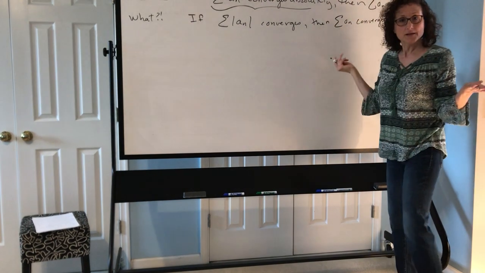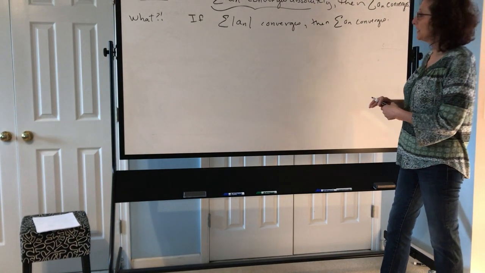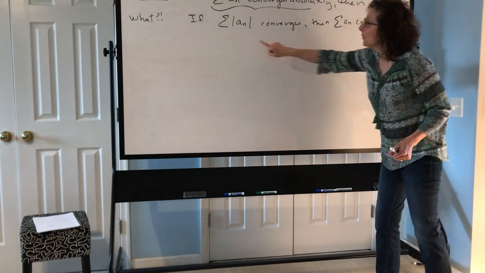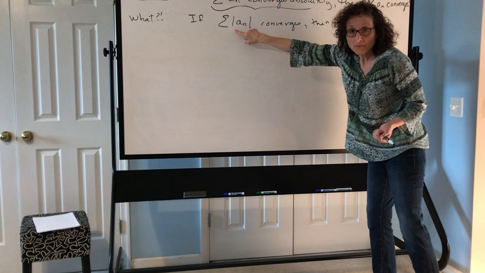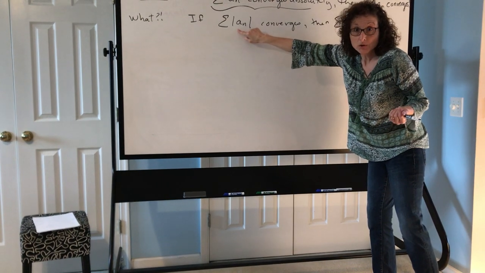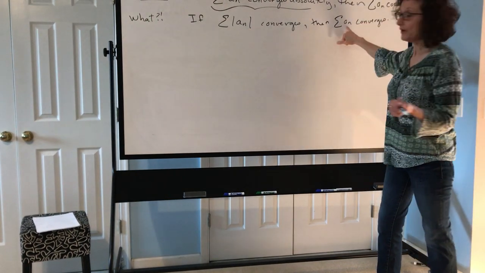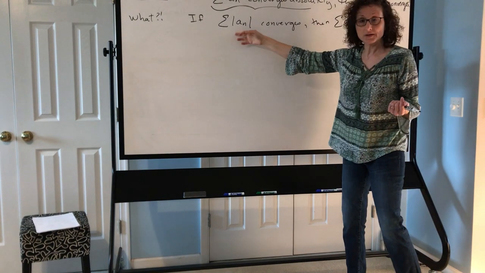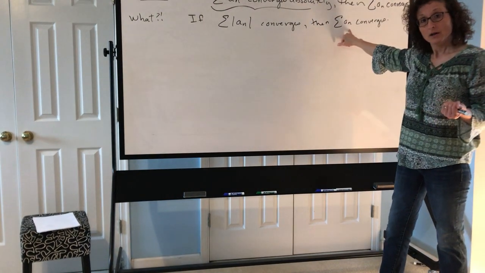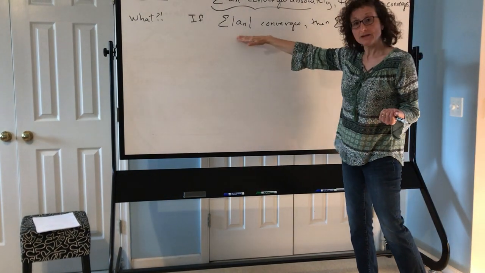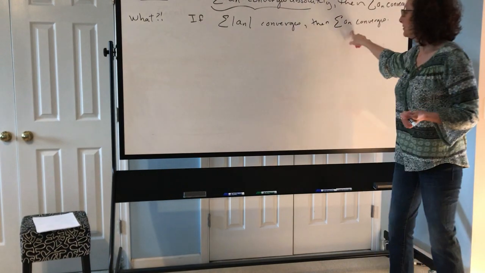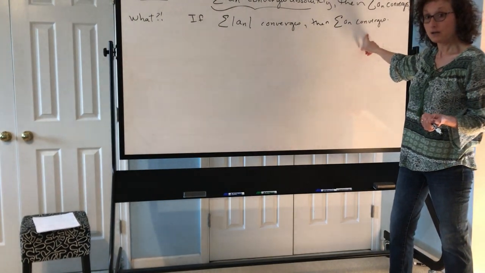Well, that makes a lot of sense, right? We're adding up terms that are bigger. If you take the absolute value of everything, then everything over here is going to be bigger than everything over here. And so it makes sense that if the series of bigger things converges, then the series of smaller things would converge. Does that make sense?